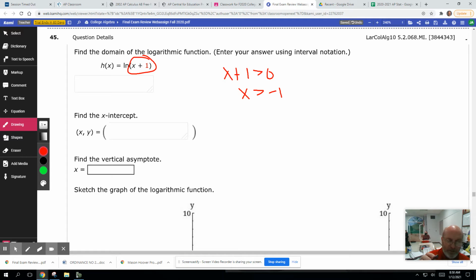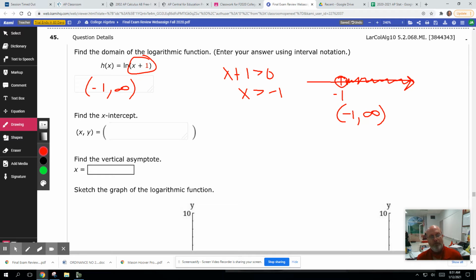We're asked to enter that in interval notation. Remember how we do that. If we have a number line where -1 is an endpoint not included, and we shade the area greater than -1, that interval is parentheses -1. We always start with the lowest value on the interval and go to infinity, and we always put infinity with parentheses. So -1 to infinity, not including -1.